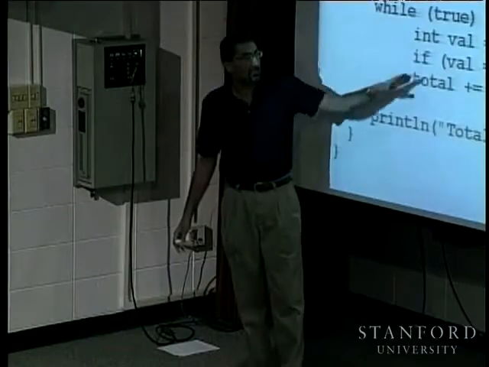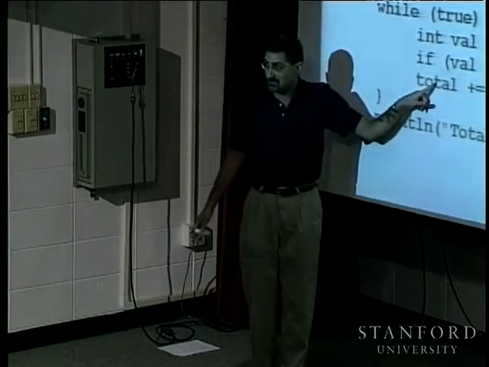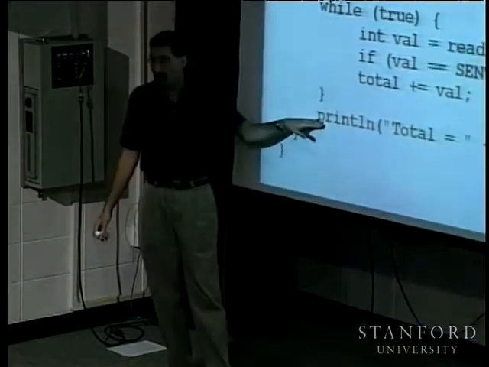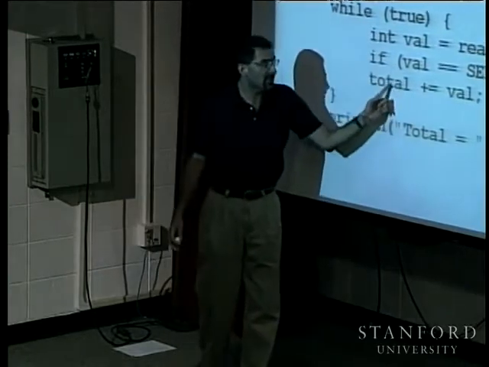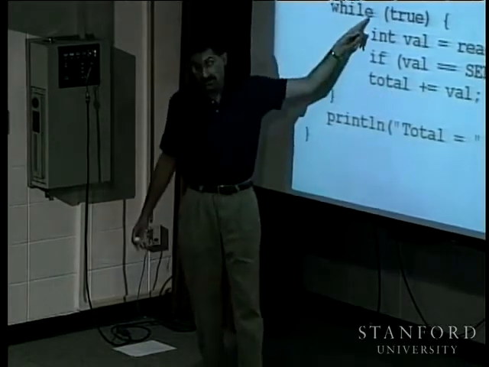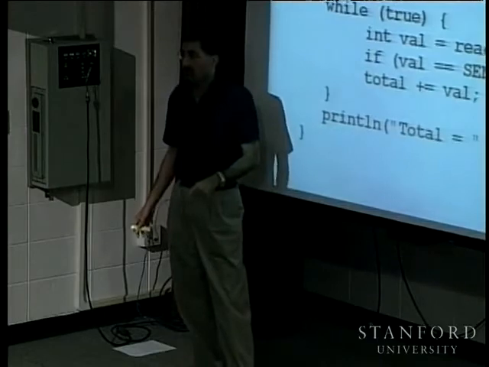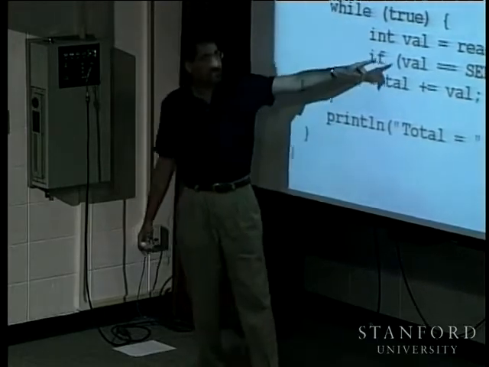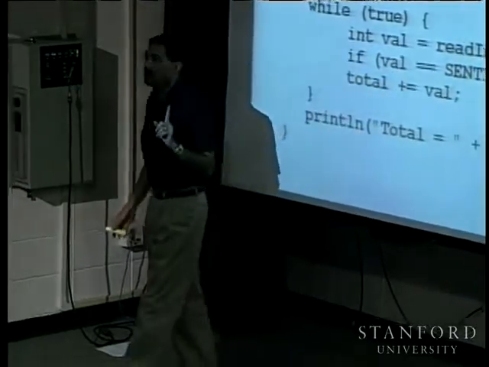If the value is the sentinel, we break, which means we never execute this line or the rest of the loop. We jump down here. If it is not the sentinel, then we add to the total, while true is true, so we execute the loop again and go and read another value from the user, right? So notice that this read int line is no longer repeated. We only do it once.